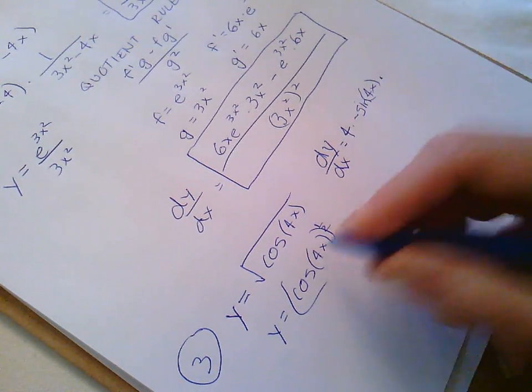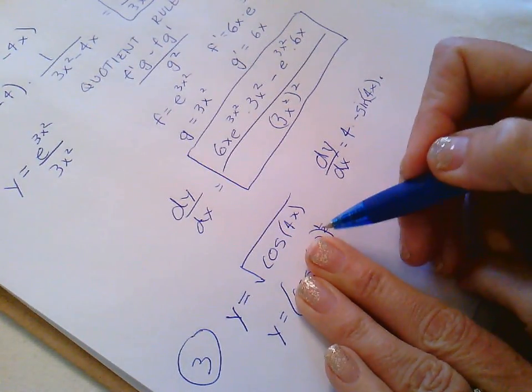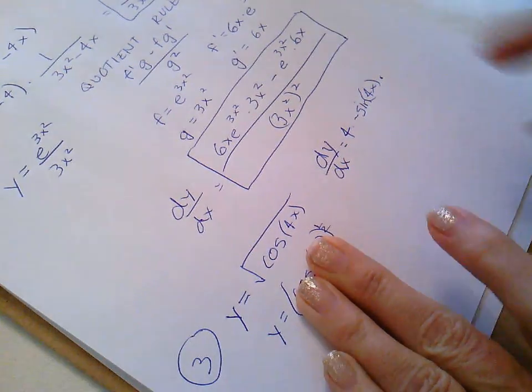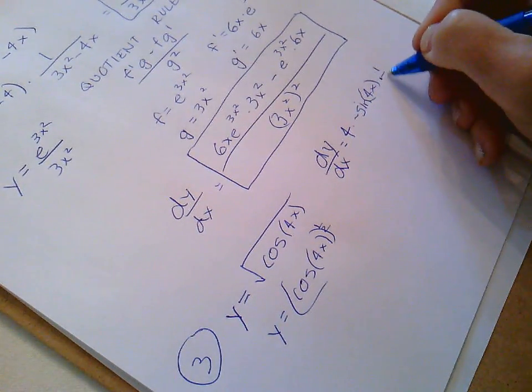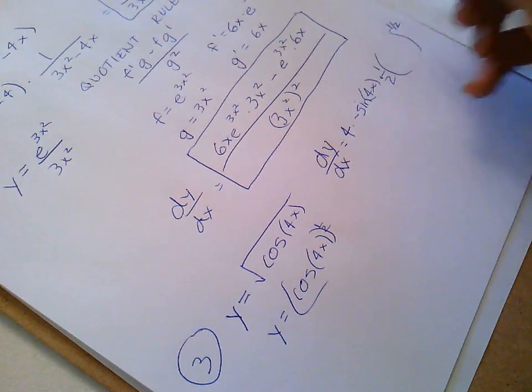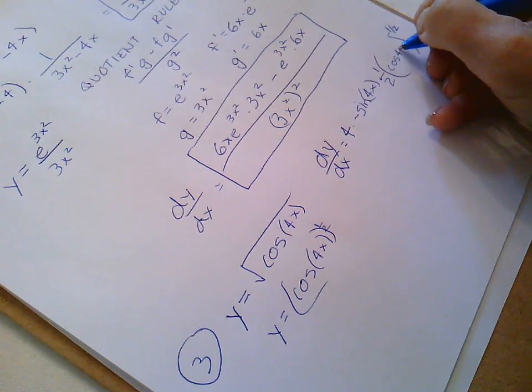Okay, times derivative of the outside. So you have to cover up the inside, and remember what you do is you put the 1/2 in the front, and then you subtract 1. When you do that, you get 1/2. When you subtract 1, you get negative 1/2 here. And then it's just cosine of 4x.